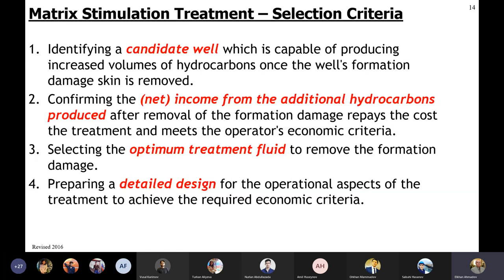So therefore, identifying a candidate well is the first task, because if you pick the wrong well, you will get ineffective results, or you will get low economic results. Of course, the net income from the additional hydrocarbons produced should cover the cost. So therefore, we have to first identify the well economics. We'll talk about that in our next lecture.